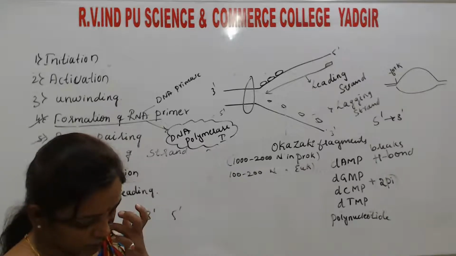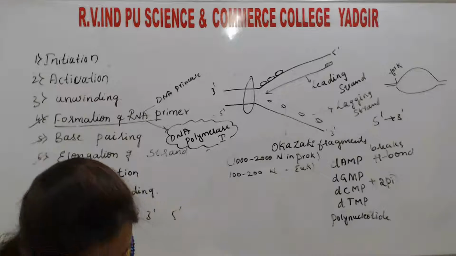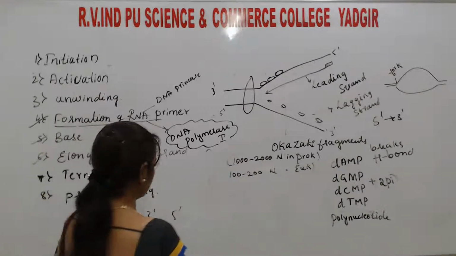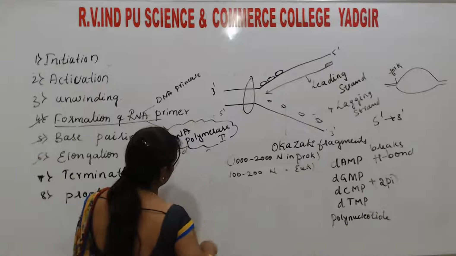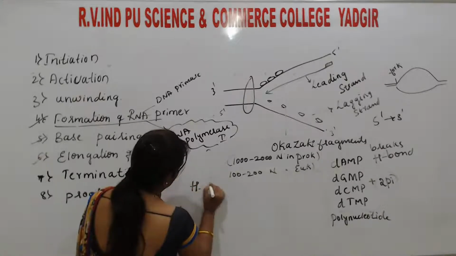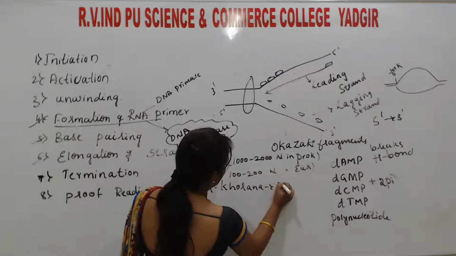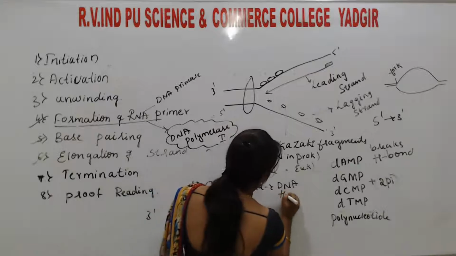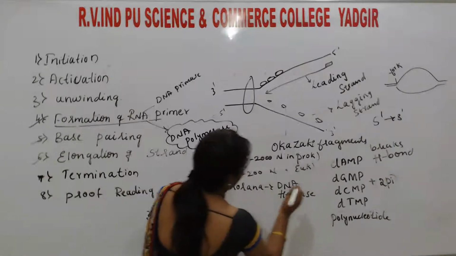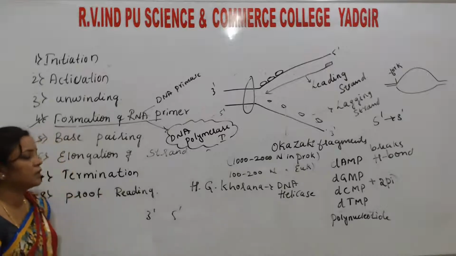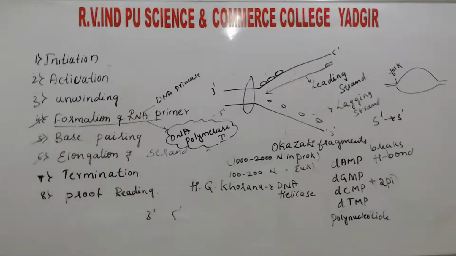So here we are using the explanation given by Kurana. Kurana has introduced the DNA helicase. Kurana has introduced the what? That is the DNA ligase enzyme, whose deposition explanation was given by Kurana. Okay, which is discontinuous.